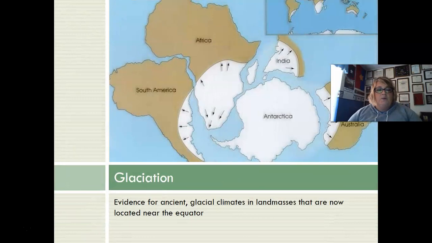Okay, so the word I can't say, glaciation. It's evidence for ancient glacial climates and land masses that are now located near the equator. What they're doing is they have found things in Antarctica, the southern part of Africa, the coast of South America, India, and the coast of Australia that show at some point it was covered in ice with a glacier. It has the same characteristics, same minerals, same layers, all of that to prove that at one time they were all together.